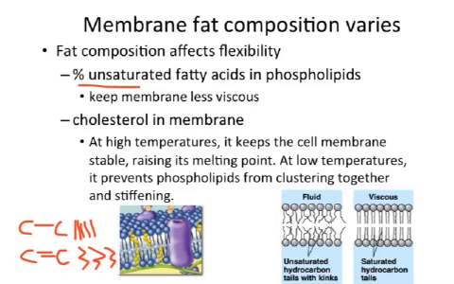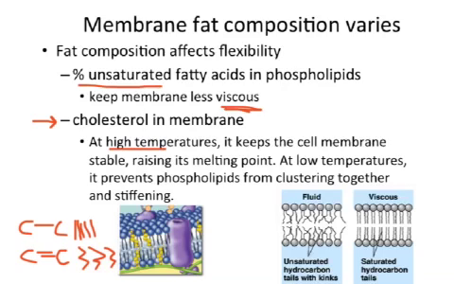So the percent of unsaturated fatty acids keeps the plasma membrane more fluid. Another way of saying that is less viscous. Honey is viscous, it's thick and can't move very fast, it's more stiff. And having unsaturated fatty acids helps to maintain that fluidity of the plasma membrane. Cholesterol is also going to contribute to membrane fluidity. Cholesterol can actually help make the membrane more fluid or less fluid depending on the temperature.